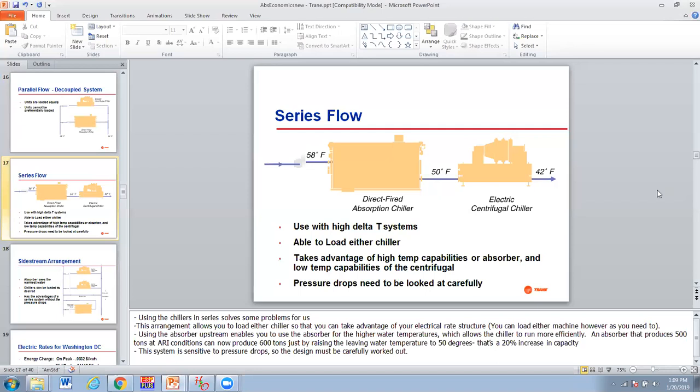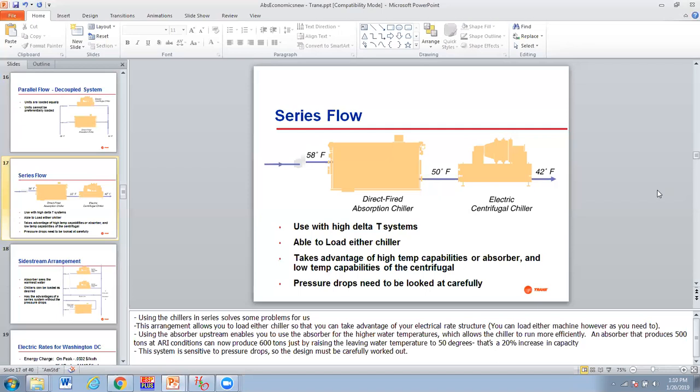So this arrangement solves some of the problems on the first slide. This arrangement allows you to load either chiller so that you can take advantage of your electrical rate structure. You can put whatever load you want on either machine as you need to. Using the absorber upstream has advantages in that when we put this high, like this 58 degree chill water temperature into the absorber, it makes it run more efficiently.